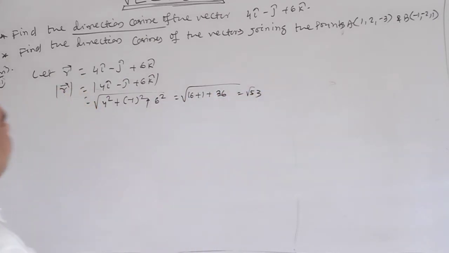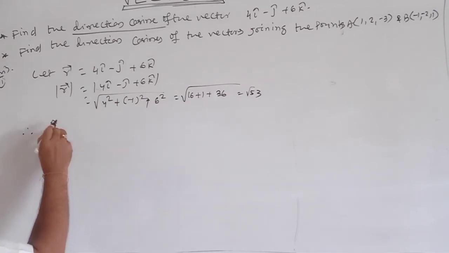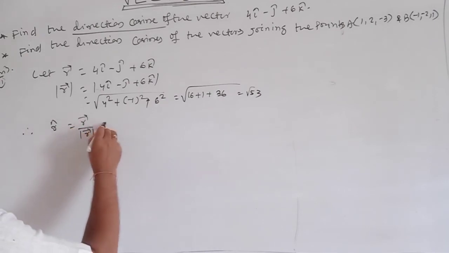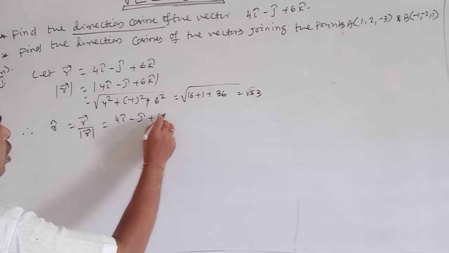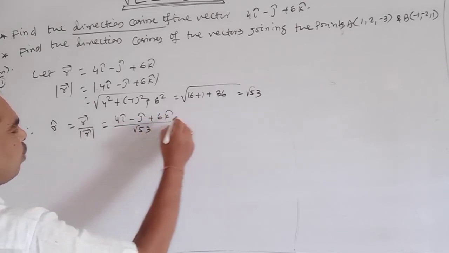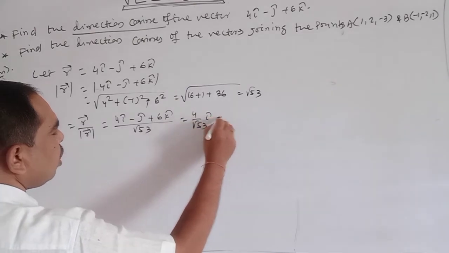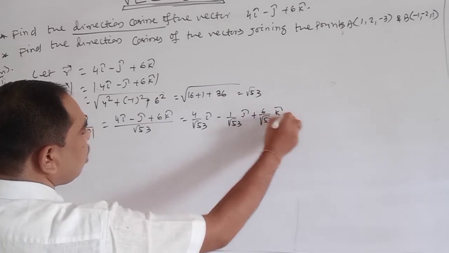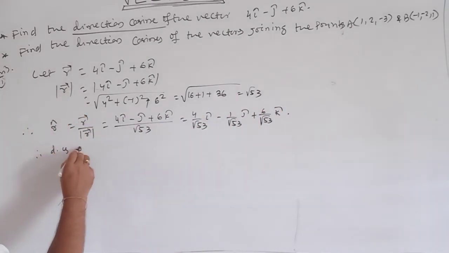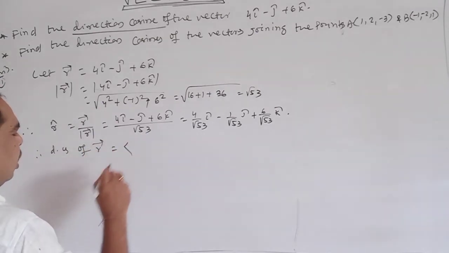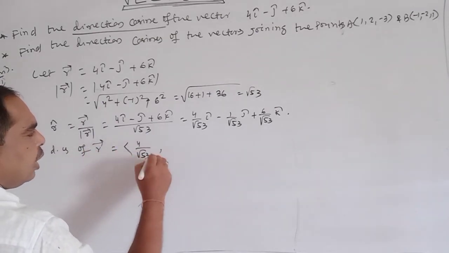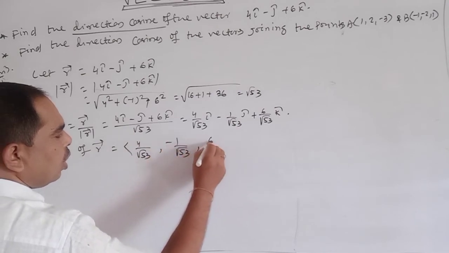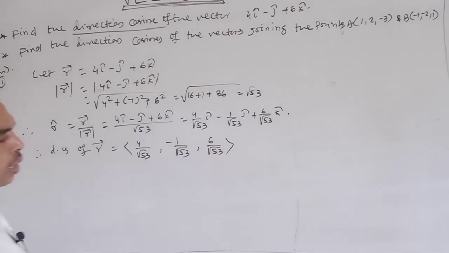Therefore r cap is equal to r vector by mod of r vector, which is equal to 4i cap minus j cap plus 6k cap by root 53. That is 4 by root 53 i cap minus 1 by root 53 j cap plus 6 by root 53 k cap. Therefore DCs of r vector is equal to 4 by root 53, comma, minus 1 by root 53, comma, 6 by root 53. This is the DCs, the unit vector first, then this.